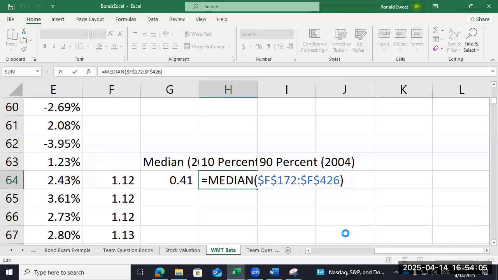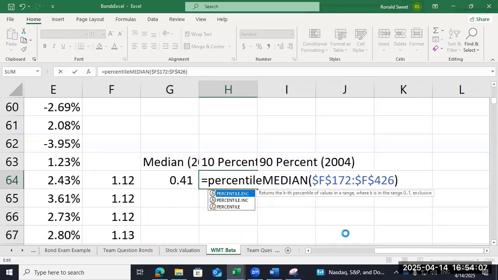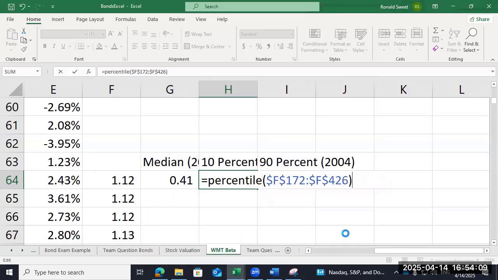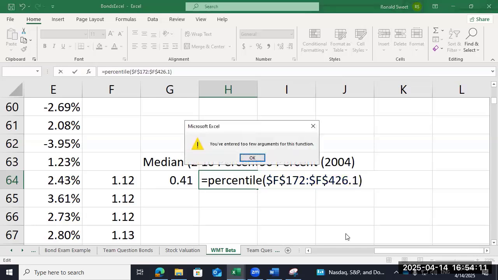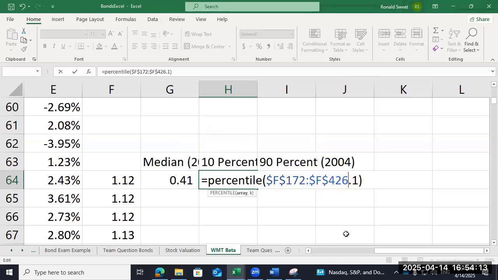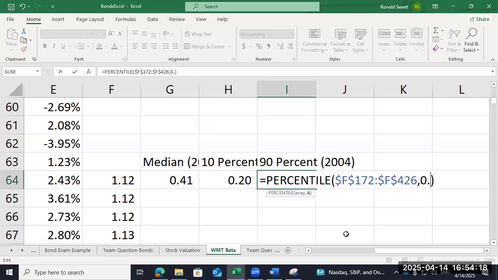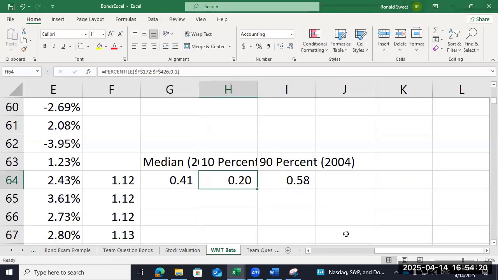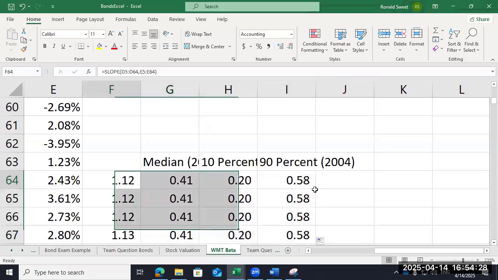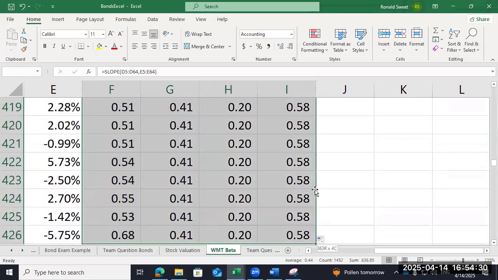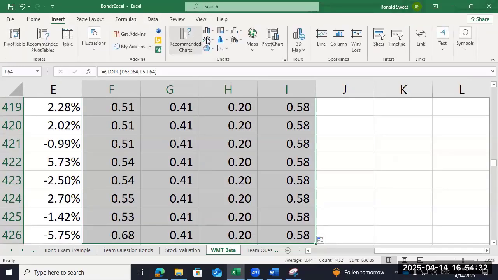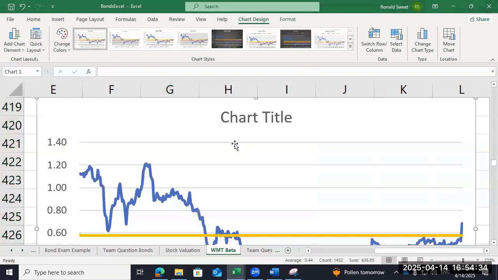And then I'm going to do the percentile, comma 1, comma 0.1, and percentile 0.9. So they've ranged 80% of the time between 0.2 and 0.58. So when I graph all of that, and we'll do this again next class too to give you some practice.